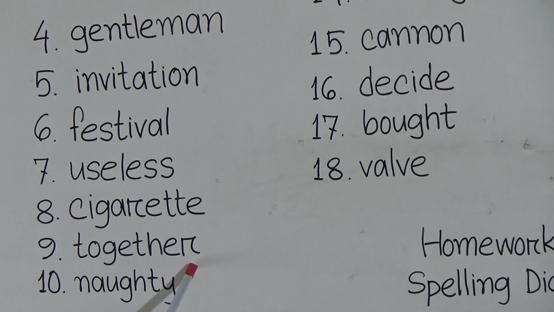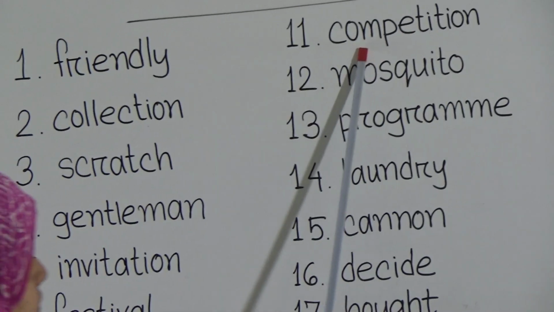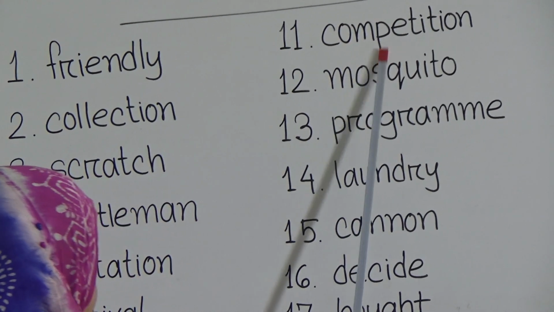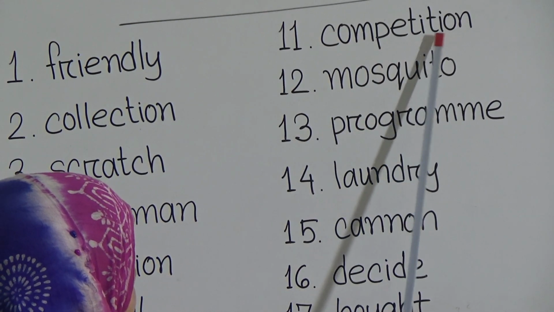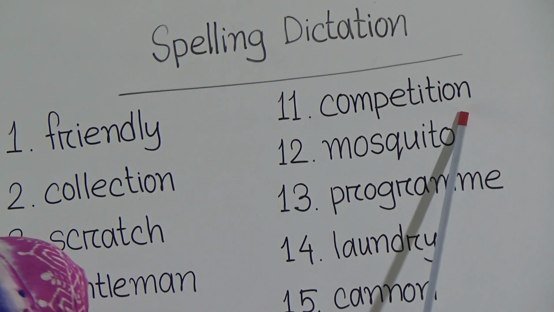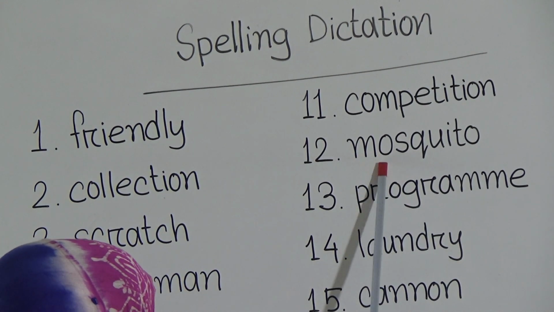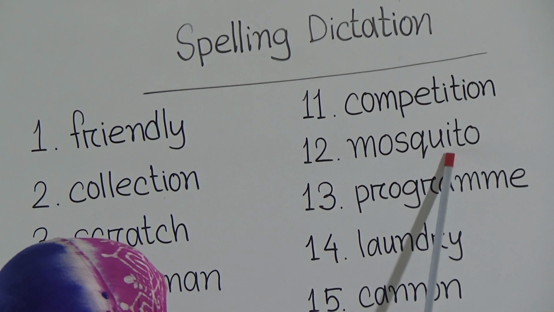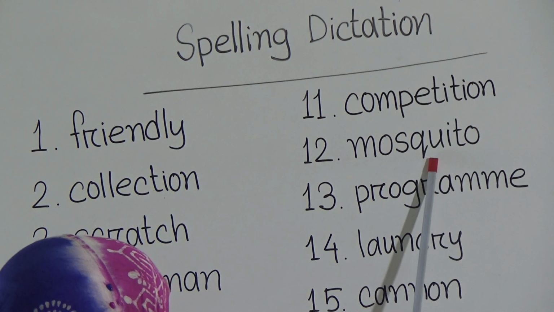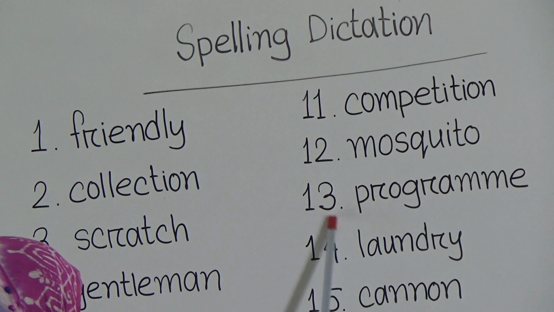Number 9, together. T-O-G-E-T-H-E-R. Together. Number 10, naughty. N-A-U-G-H-T-Y. Naughty. Number 11, competition. C-O-M-P-E-T-I-T-I-O-N. Competition. Number 12, mosquito. M-O-S-Q-U-I-T-O. Mosquito.